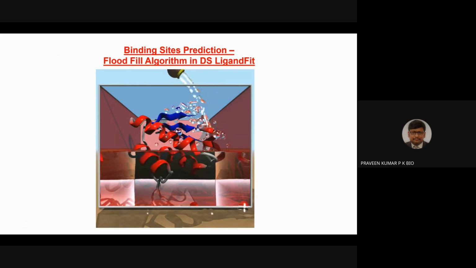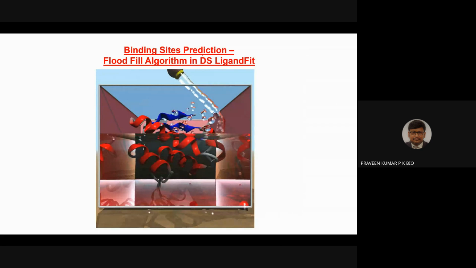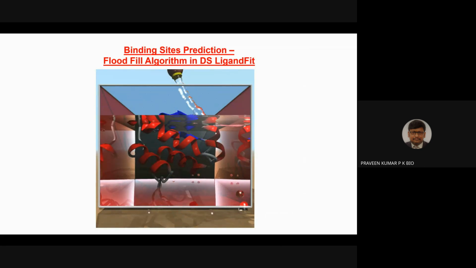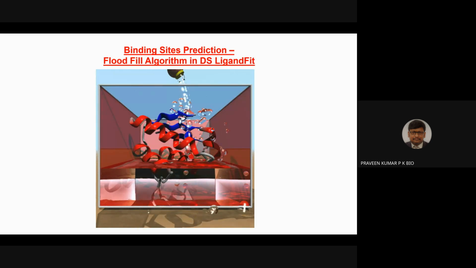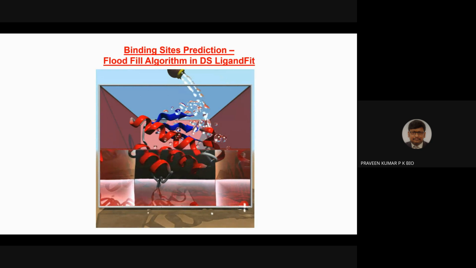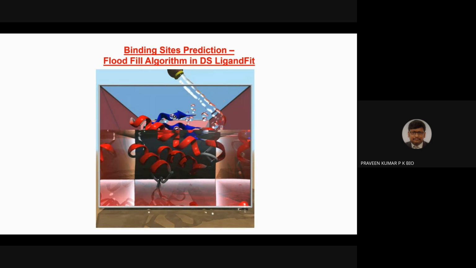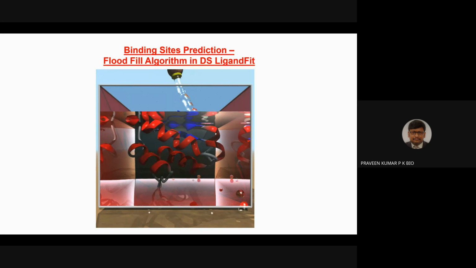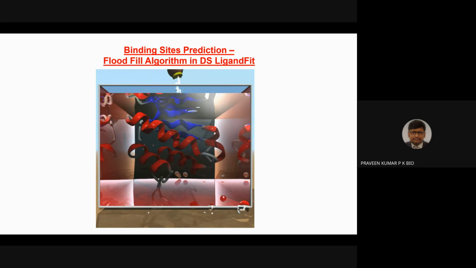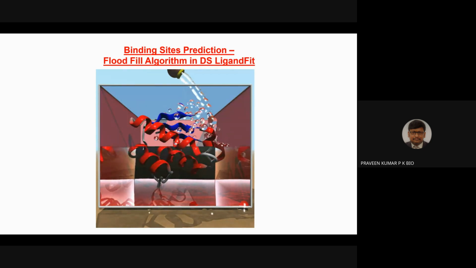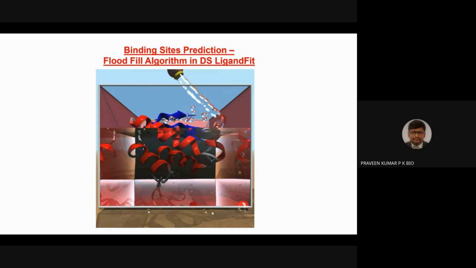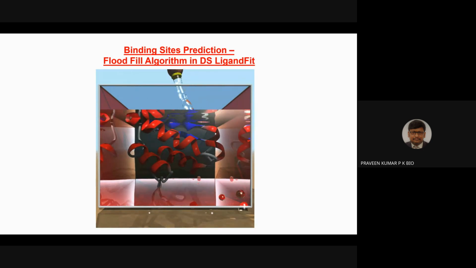We also have one kind of algorithm called the flood fill algorithm. Discovery Studio uses the flood fill algorithm to determine the binding sites. If you have a protein, you simply put it in a grid box. In the grid box, you fill it with a medium like water. Wherever the water accumulates, that shows you the hydrophilic binding sites. So here the water accumulates somewhere, so you can find hydrophilic binding sites in the protein.